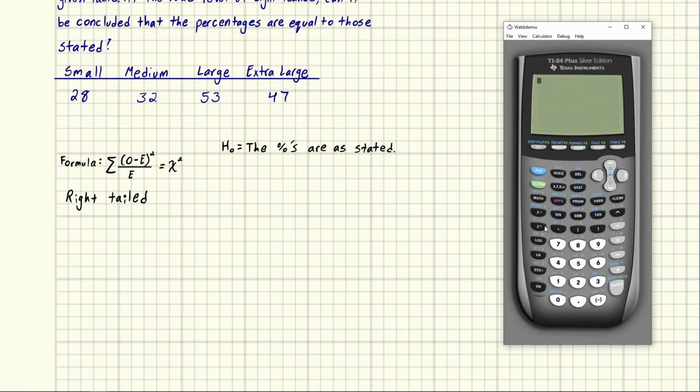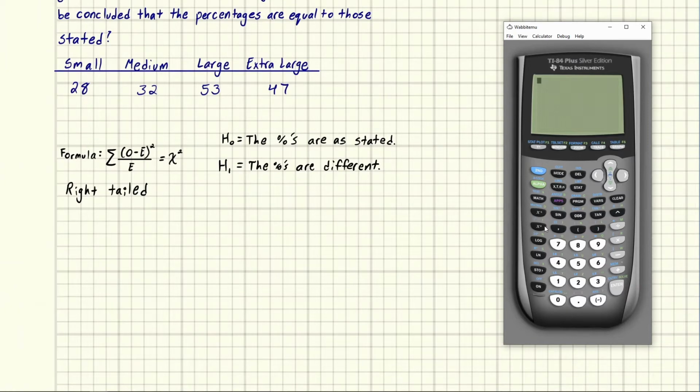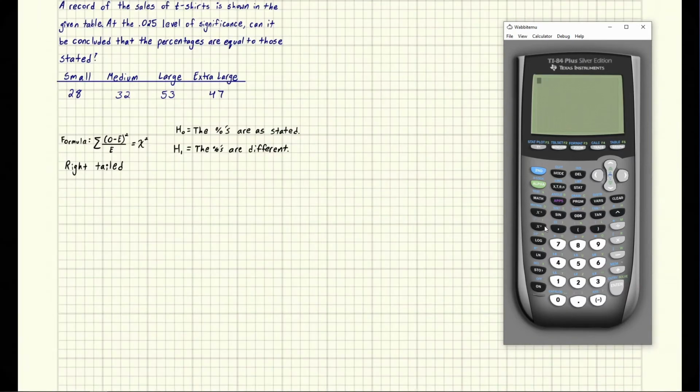Now for our alternative hypothesis, H1 or HA, I'm going to use equals just because I did that before. We would say our alternative hypothesis is that they're not as stated, that they're different. So we'd say the percentages are different. You might actually write out percentages on your actual test. That's what I would recommend. We're just saving ourselves a little space here by using the percentage sign.